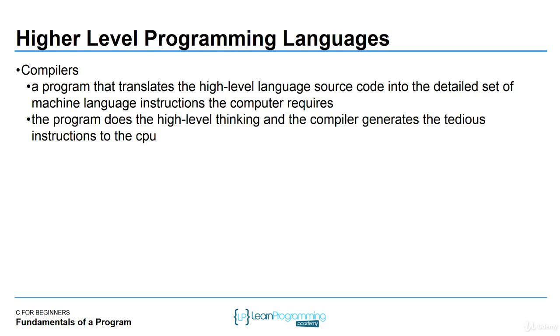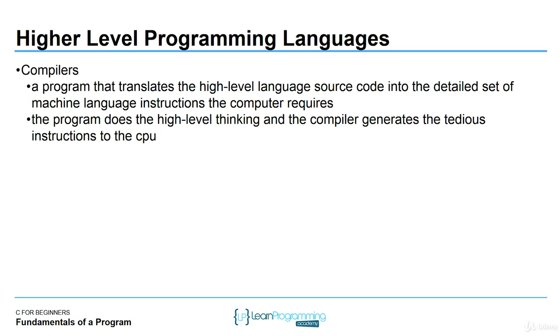Often when you write code in programming, you're going to use a compiler that translates this high-level language, source code, into detailed machine language instructions, basically assembly language. So you're going to write a program that's going to do high-level, more abstract thinking, and then the compiler is going to generate all the millions of instructions that go to the CPU on the instruction set. So we're going to use a compiler in this class to do exactly this.